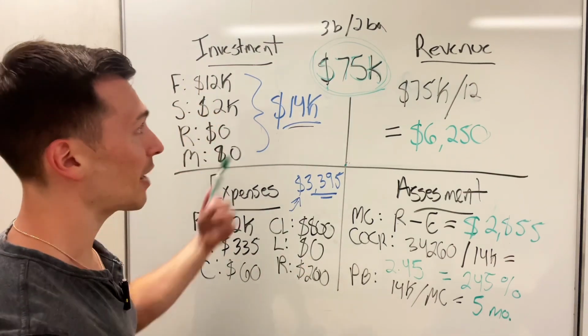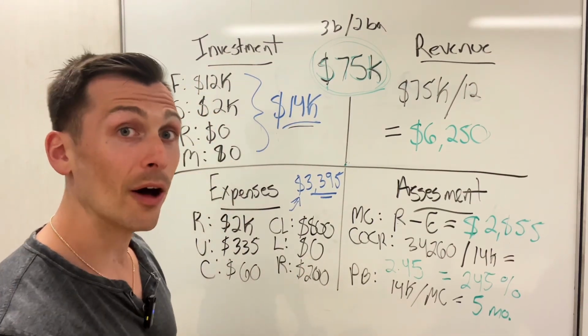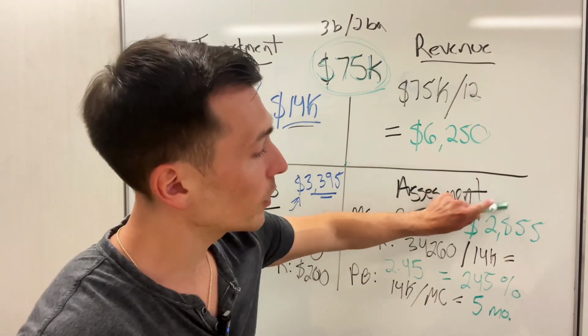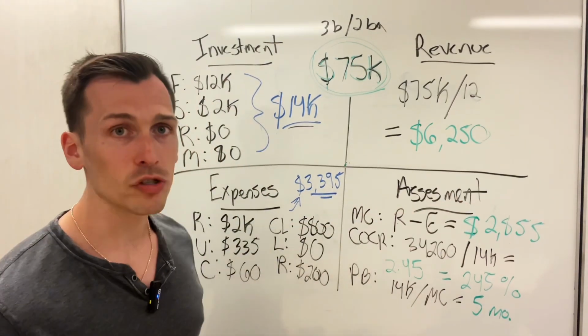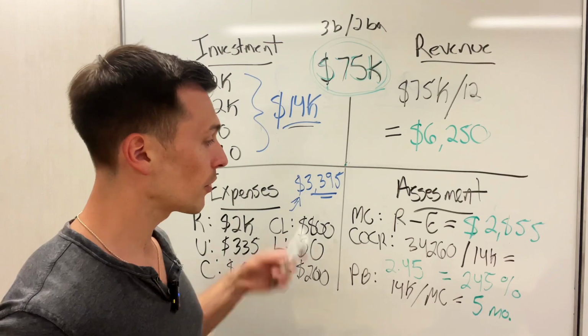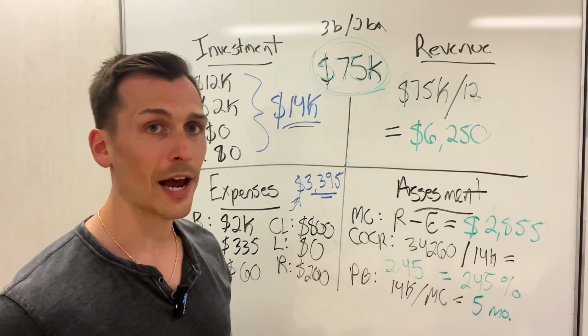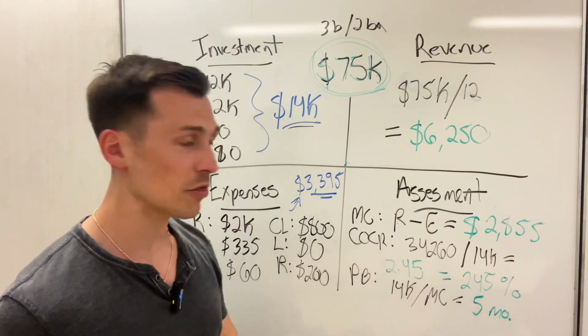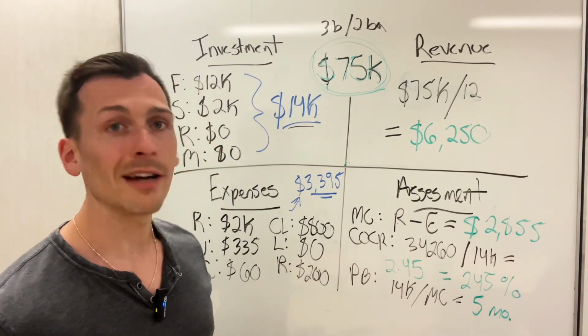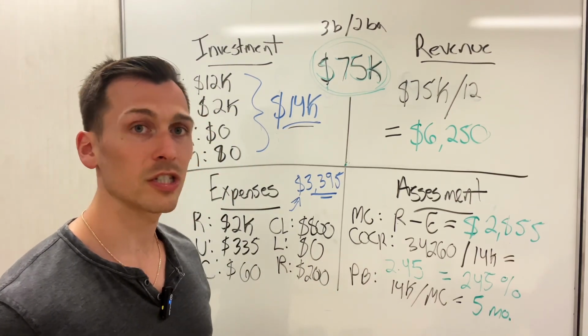And based on this analysis, would I take this deal? Hell yeah. A cash flow of $2,800 is really, really good, especially compared to the average arbitrage deal of about $1,000 per month. A 245% cash on cash return, which is still very, very good. And then finally, a 5-month payback. In my opinion, anything under 6 months is pretty much a steal.